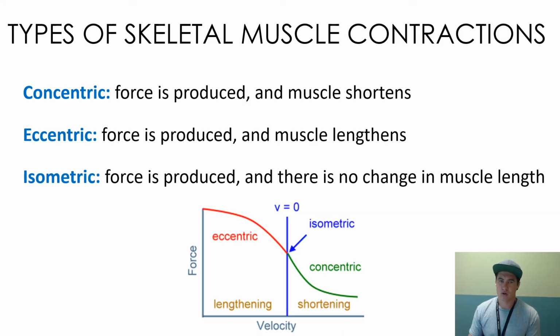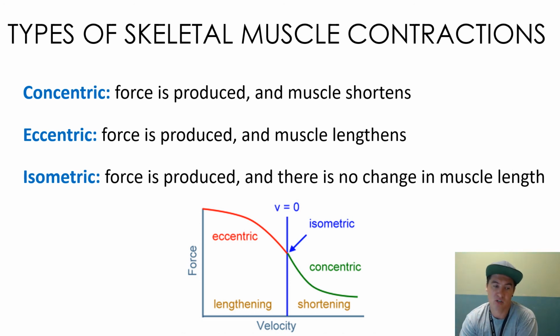We can also describe how muscles contract based on the force they're producing and what's happening to the shape of that muscle. So a concentric contraction is when force is being produced and the muscle is shortening. An eccentric contraction is when force is being produced and the muscle is lengthening, getting longer. So a good example of eccentric contractions is holding onto something really heavy and letting it down slowly. So you're creating force, but you're slowly releasing or lengthening the muscle to control that movement.